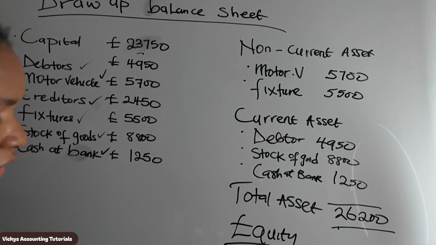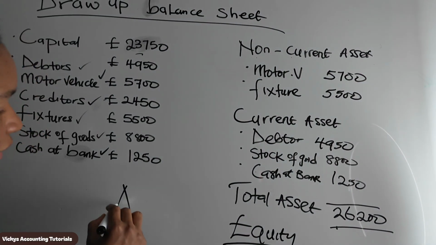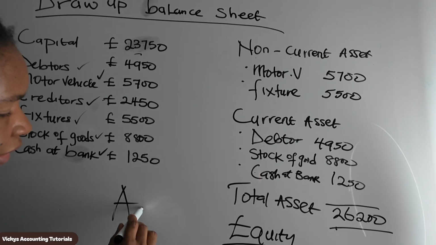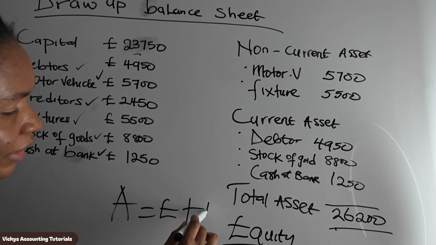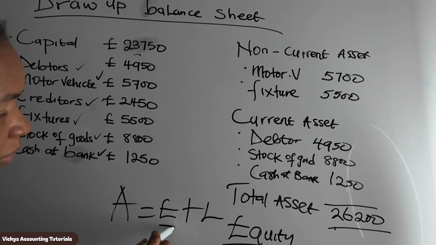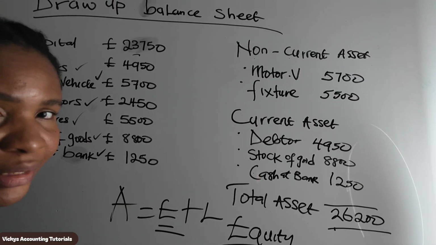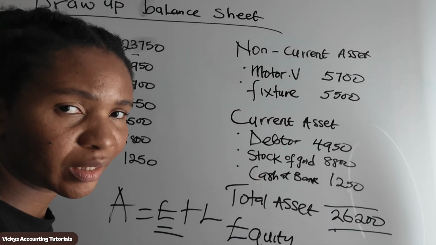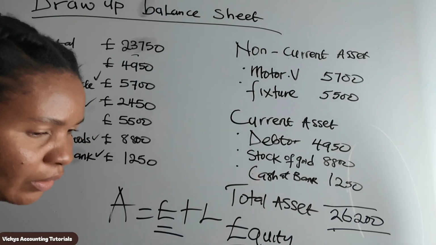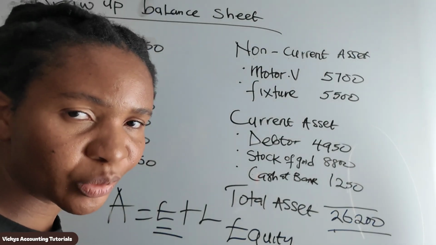So we've simply made use of this accounting equation: assets equals equity plus liability, and we established that equity can also be called capital. It is simply the owner's stake in the business, the money that the owner introduced into the business.